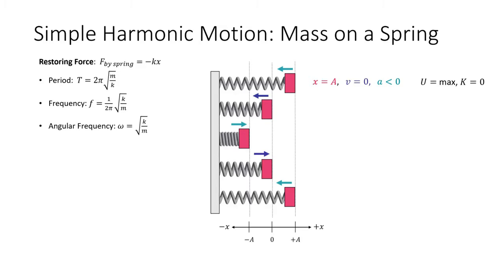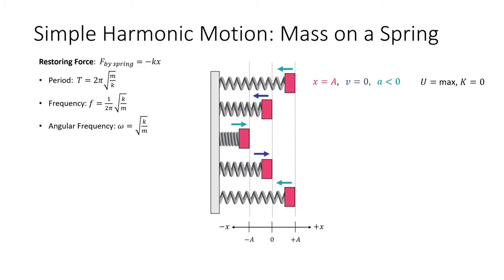And now thinking about energy, because our potential energy due to a spring is 1/2 kx squared, we know that whenever x is at its maximum magnitude, so that would mean whenever the magnitude of x is equal to A, we get maximum potential energy, right? Because 1/2 kx squared. Okay, and so then what that means is we also have kinetic energy equal to 0.